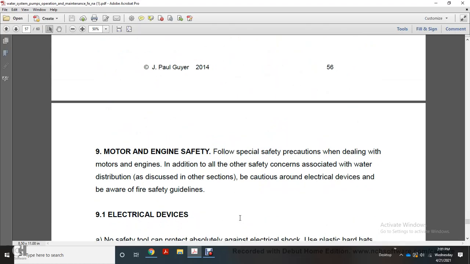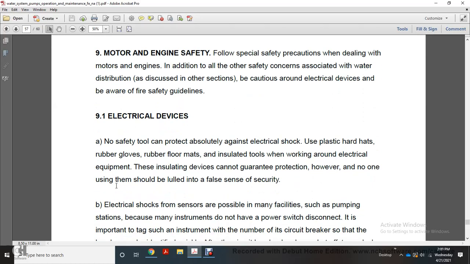9. Motor and engine safety. Follow the safety precautions for dealing with motors and engines. In addition to other safety concerns, adjust the associated water distribution discussed in another section. Be cautious around electrical devices. Be aware of fire safety guidelines.